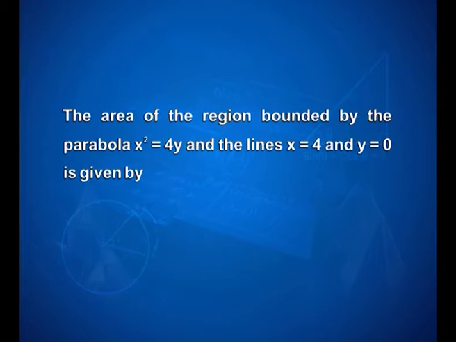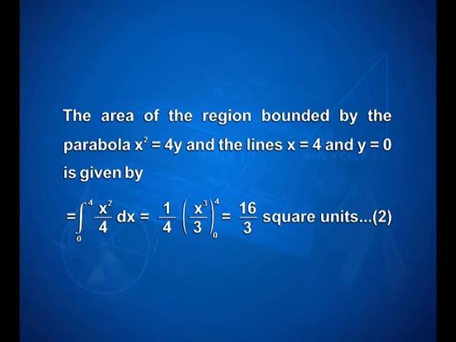The area of the region bounded by the parabola x square is equal to 4y and the lines x is equal to 4 and y is equal to 0 is given by integral 0 to 4 x square upon 4 dx, that is equal to 1 upon 4 into x cube upon 3 with limits 0 and 4, that gives us 16 upon 3 square units as the area. Take this as the second equation.